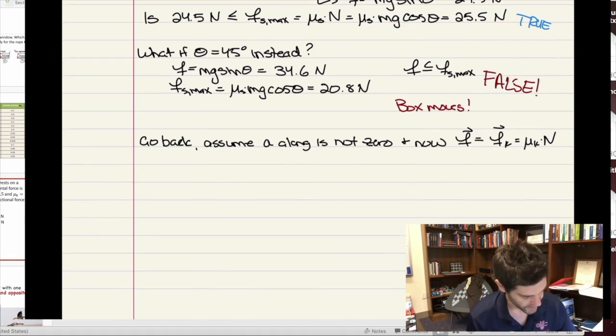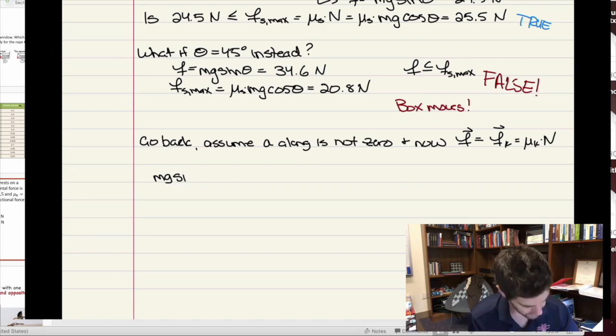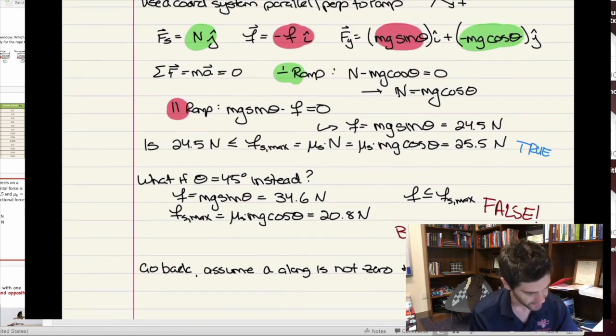So really the only thing that changes is that the sum of the forces now in the parallel to the ramp direction, in this case, becomes mg, actually, rather than me just do that, let me just see what we wrote up here. We could copy it out.